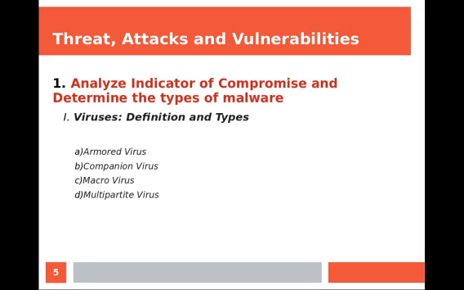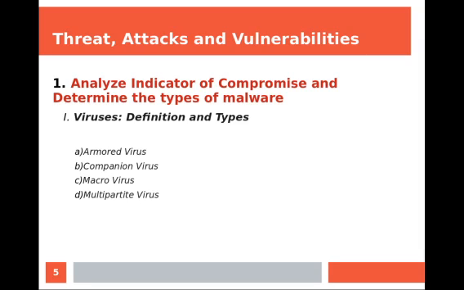Then companion virus. This type of virus creates a new program that runs in place of the expected program of the same name. Then macro virus. It's a software exploitation virus that works by using the macro features included in many applications such as Microsoft Office. Then multipartite virus. This is a virus that attacks a system in more than one way.